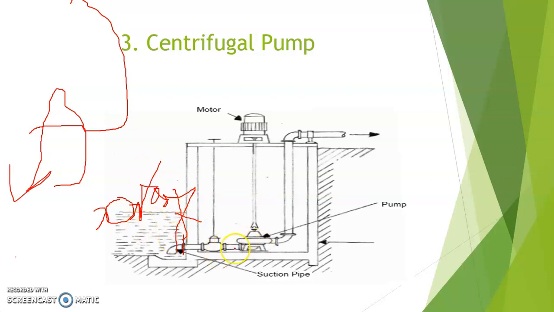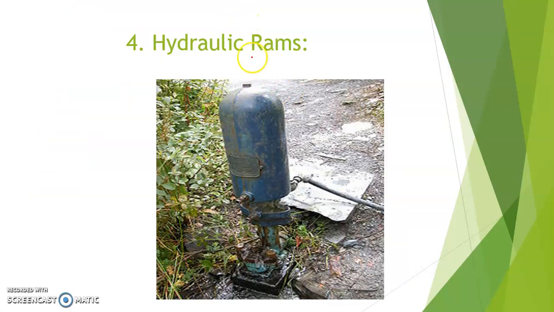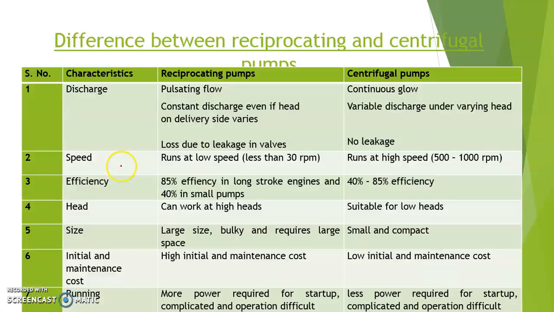There are other check valves applied. Check valves are applied in order to obtain the required amount of discharge. What discharge we want, that can be regulated by means of check valves. Then we have hydraulic rams. Hydraulic rams are just simple types of pumps. What they do, they obtain water at some level and then deliver it to another level.